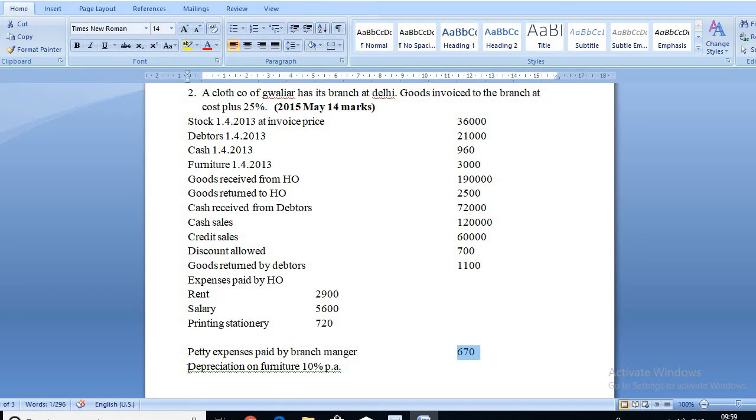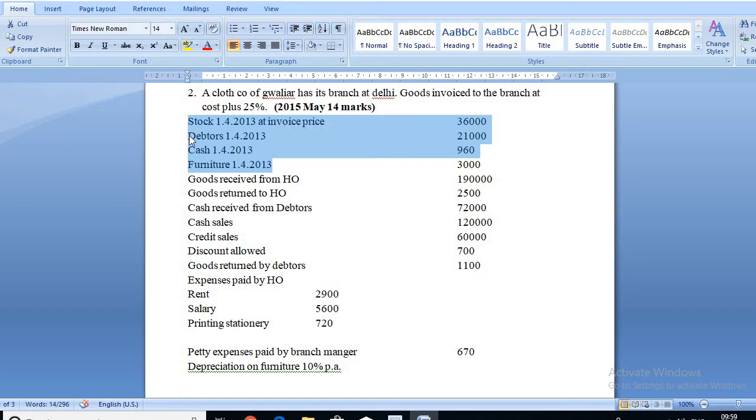And the last one, they have given the rate of depreciation for furniture, 10% per annum. This will be used for calculating the closing value of furniture. But in this problem, the opening assets are stock, debtor, cash and furniture. But in closing, these assets were not given. Whether they're given or not, if you recorded opening assets in branch account, the same assets should be reported at closing date also.